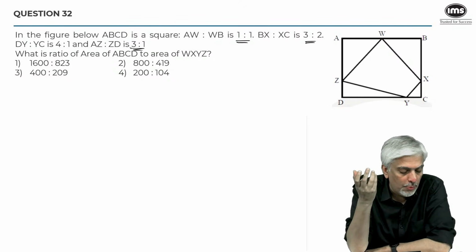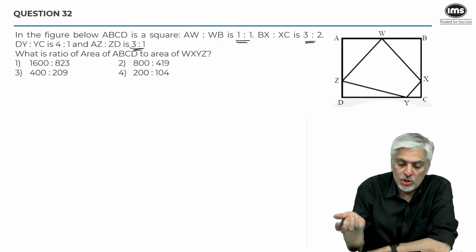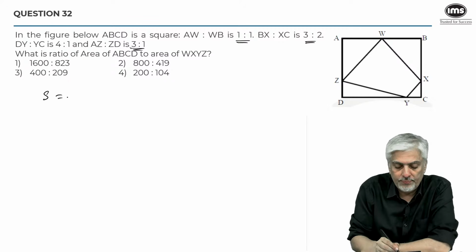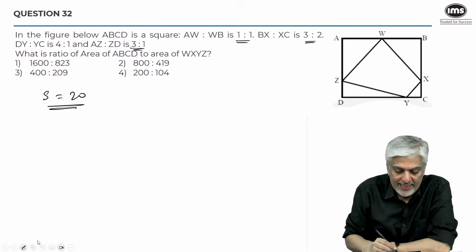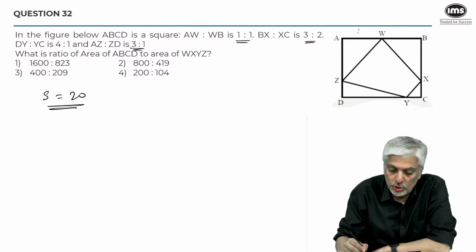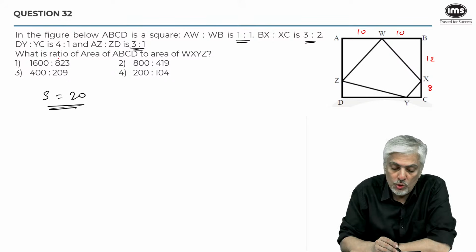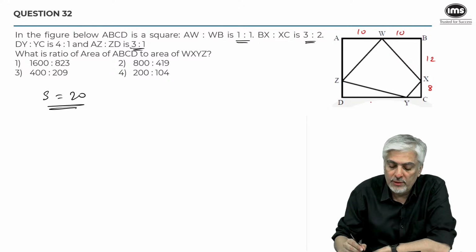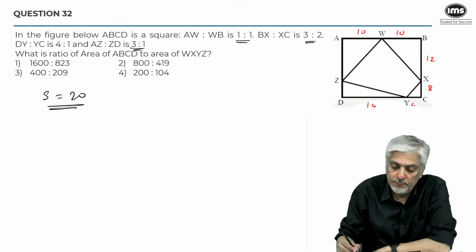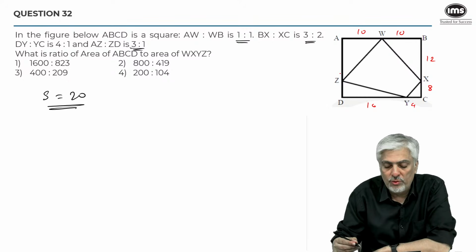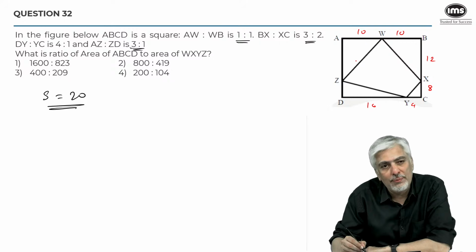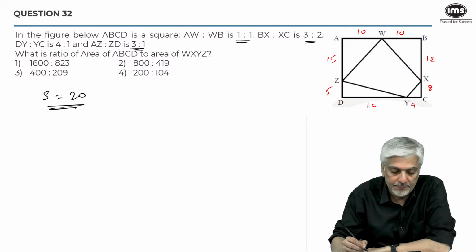I hope I am helping you all. So I am assuming the side to be 20. So this is 10, 10. BX to XC is 3 is to 2, so 3 by 5 of 20 will be 12 and 8. DY to YC is 4 is to 1, that is 16 and 4. And AZ and ZD are 3 is to 1, so that will be 3 by 4, which is 15 and 5. Right?